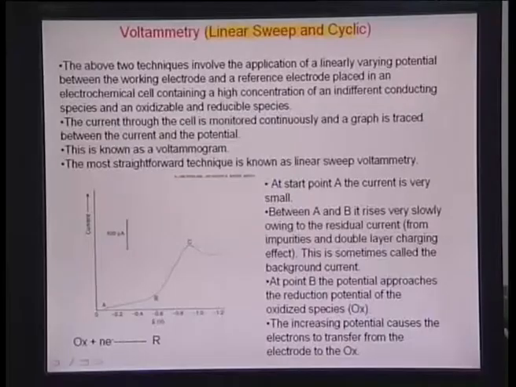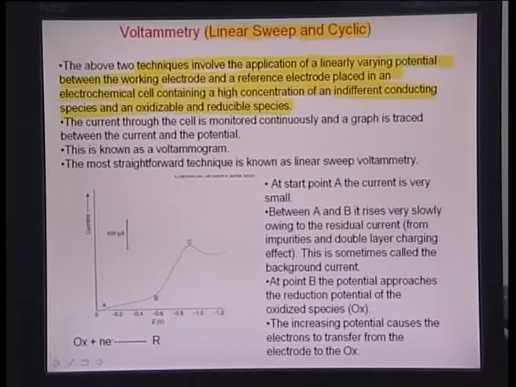So, there are two different kinds of voltammetric techniques, linear sweep and cyclic. Essentially, both these techniques involve the application of a linearly varying potential between the working electrode and the reference electrode placed in an electrochemical cell, in a manner that the cell actually contains the reduction-oxidation species, with a high concentration of indifferent species which does not have any interfering ions with a particular electrode. Okay. So, the obvious thing to assume here is that as you pump electrons into the cell, there is a tendency of both the reduction and oxidation mechanisms to take place and the couple to formulate.